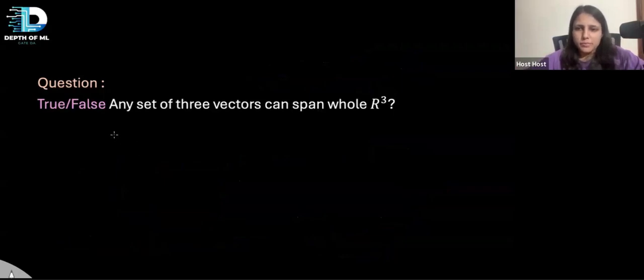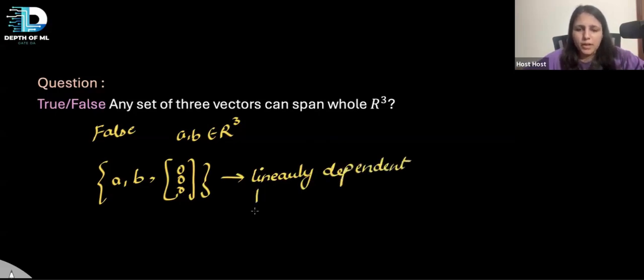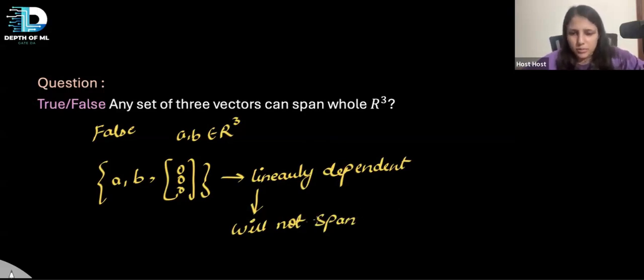Fine. Can any set of three vectors span R3, the whole R3? False, right? So any set cannot span. This is false, because for any set, what I can do is take two vectors A and B coming from R3, and I'll take a zero vector. This is one of the sets, right? So this is a linearly dependent set because zero is present in it, and hence will not span R3.